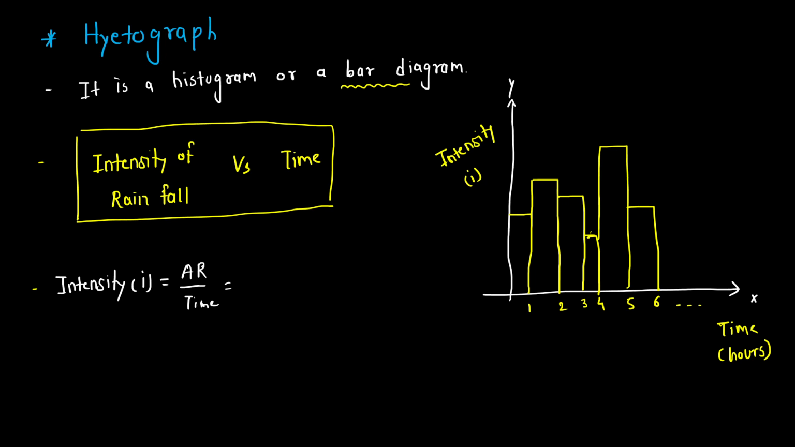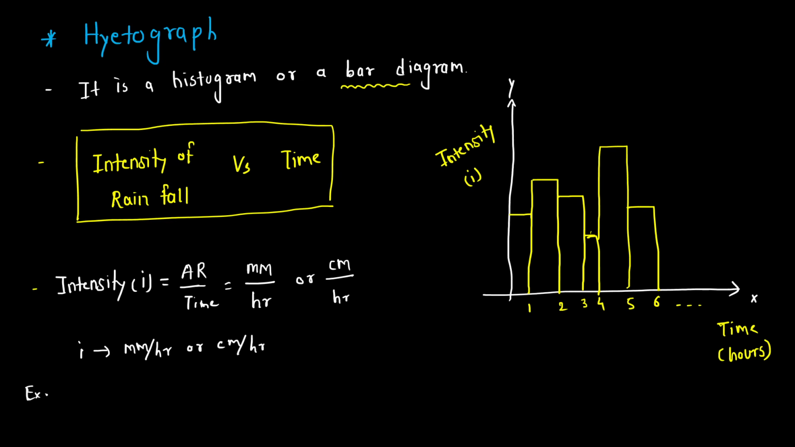This accumulated rainfall can be either in centimeter or in mm. So let's say it is in mm. So it will be mm divided by hour, if time is in hours. If it is given in centimeter, then centimeter per hour. So this is the unit of intensity. Intensity is measured in mm per hour or centimeter per hour.